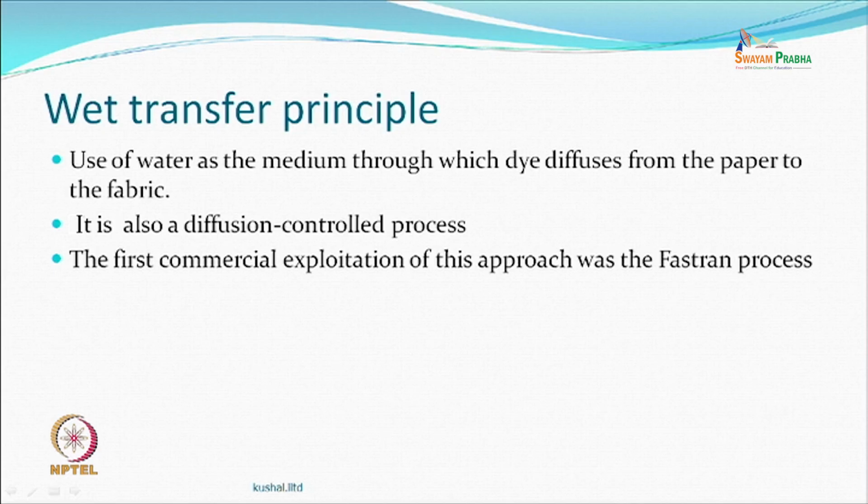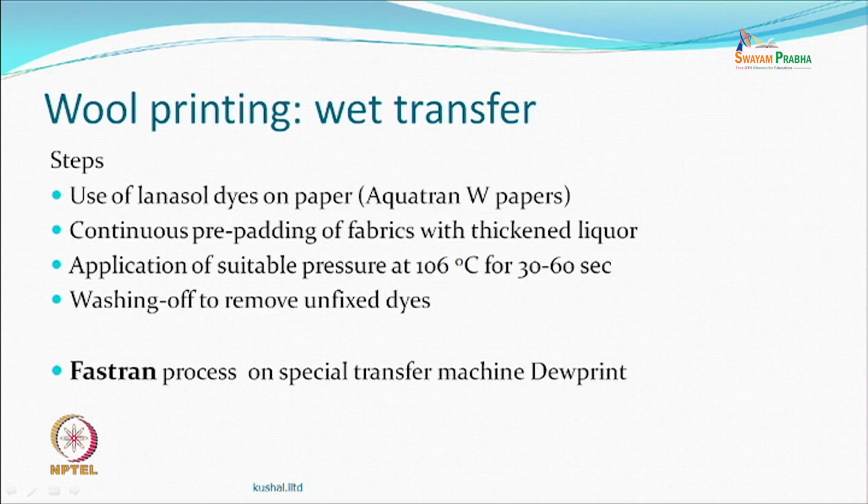So it is a diffusion control process, and one of the processes which was commercialized was called the Fast Tran process. For the steps of this particular Fast Tran process, they used first Lanasol reactive dyes, and the papers that were printed were called the Equatran W papers, which are commercial. One important thing is that because sometimes they will be coming in contact with water, some coating etc. was required. So Lanasol dyes on paper. The fabric obviously had to be pre-padded, so there is liquor, some viscosity is increased, it is not very low viscosity, but still it is quite low viscosity.